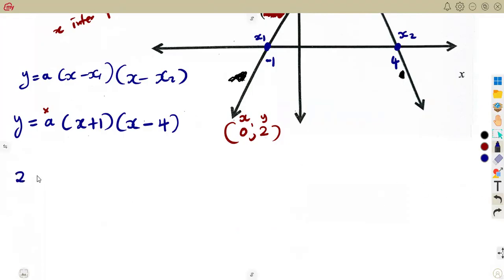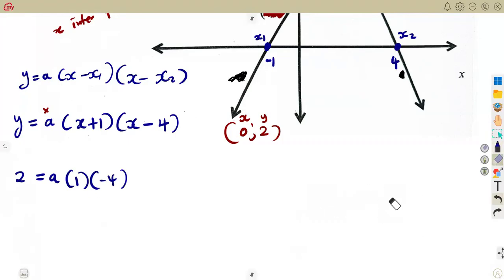So that means 2 is equal to a into x. All right, the x value is 0. So in place of x, we are going to substitute a 0 there. So that's 0 plus 1, which is 1, guys. This one you can just write it direct. 0 plus 1, remember that's 1. This is 0 minus 4, which is minus 4. So we are going to have a -4 like this.